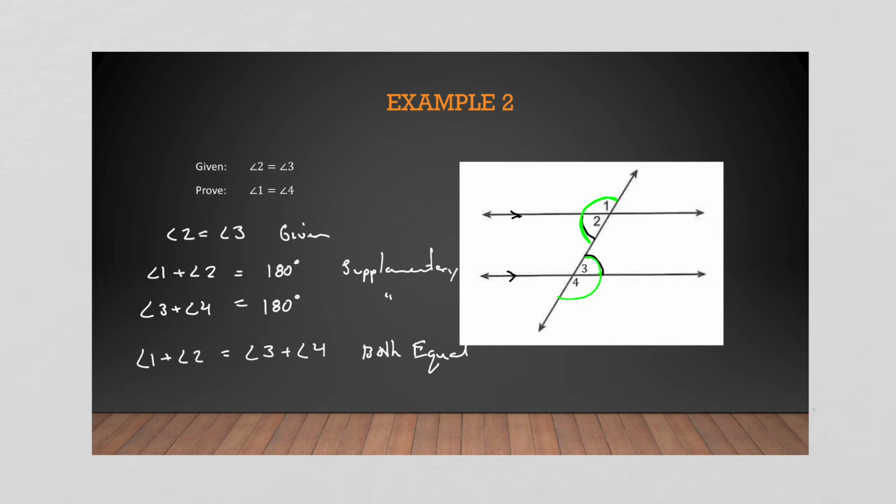And then, well, angle 2 equals angle 3 is given. So first we'll sub that in. Angle 3 is the same as angle 2, so we'll sub that in there. And now you can see that you have an angle 2 in both, so you can just subtract it out, and you're left with angle 1 equals angle 4. And that's exactly what we wanted. So there we see we are using substitution, and then we are using subtraction. So we are logically proving all of our statements.